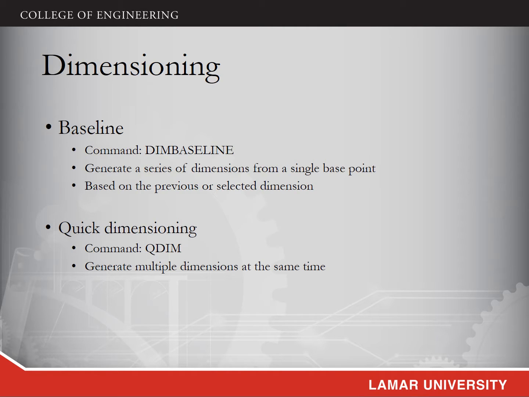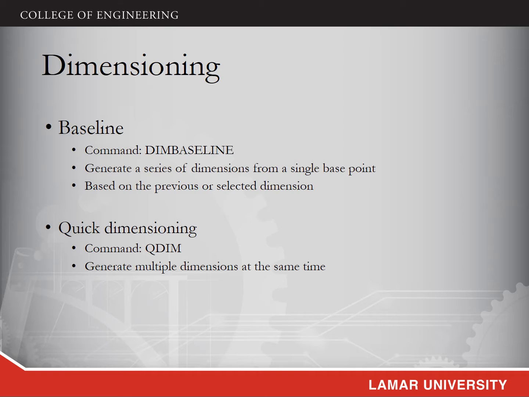AutoCAD also provided 2 advanced dimensioning functions to generate multiple dimensions at the same time. The first function is a baseline dimension. The command is dim baseline or dim base. This command can generate a series of dimensions from a single base point at the same time. And usually the base point is chosen from the previous or the selected dimension.